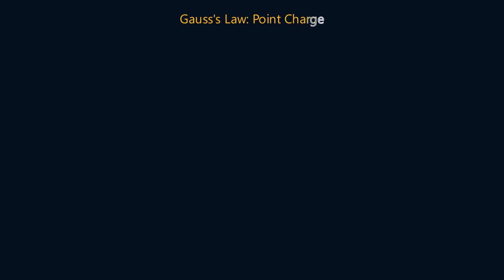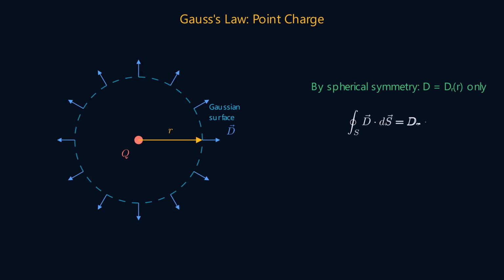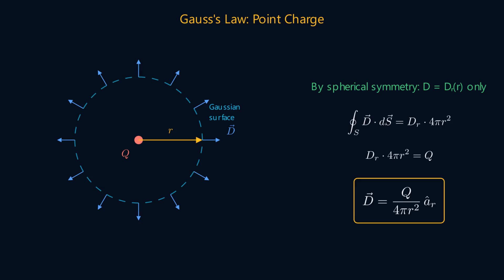For a point charge Q at the origin, we choose a spherical Gaussian surface of radius r centered at Q. By spherical symmetry, D has only a radial component, and it's constant on the sphere. So D dot dS becomes Dr times the total surface area, Dr times 4 pi r squared. Setting this equal to Q gives Dr equals Q over 4 pi r squared. Therefore, D equals Q over 4 pi r squared in the a r direction. Exactly what Coulomb's law gives, but derived in two lines instead of an integral.